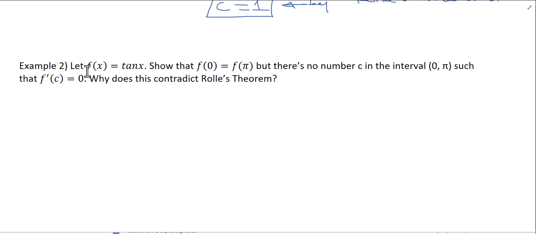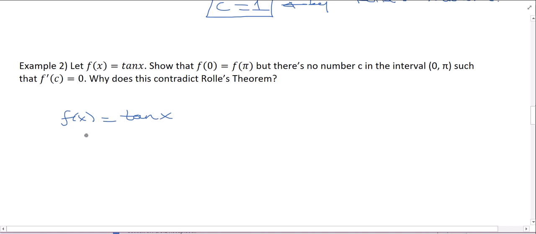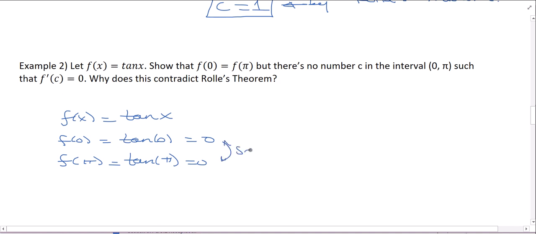First, show that f of 0 is equal to f of pi, and that we can just do by plugging in values, right? Our f of x equals tangent x, so that means that f of 0 is going to be tangent of 0, which is 0, and f of pi is tangent of pi, which is also 0. So those are the same. So that means we have shown, right, that f of 0 equals f of pi.